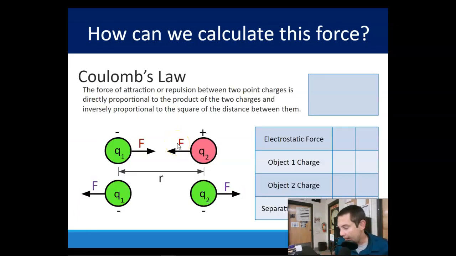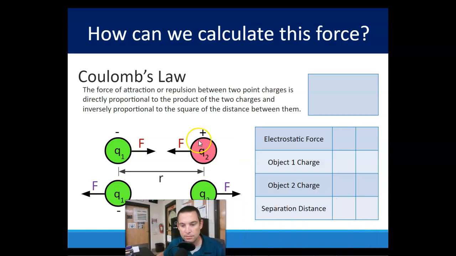All right, so we actually have a formula where we can calculate this. This is called Coulomb's law. The force of attraction or repulsion between 2-point charges is directly proportional to the product of the two charges and inversely proportional to the square of the distance between them.